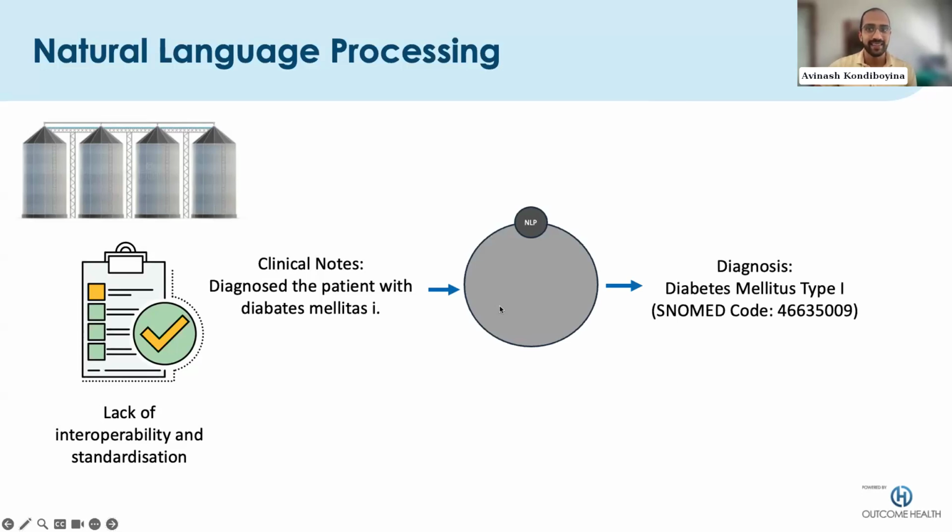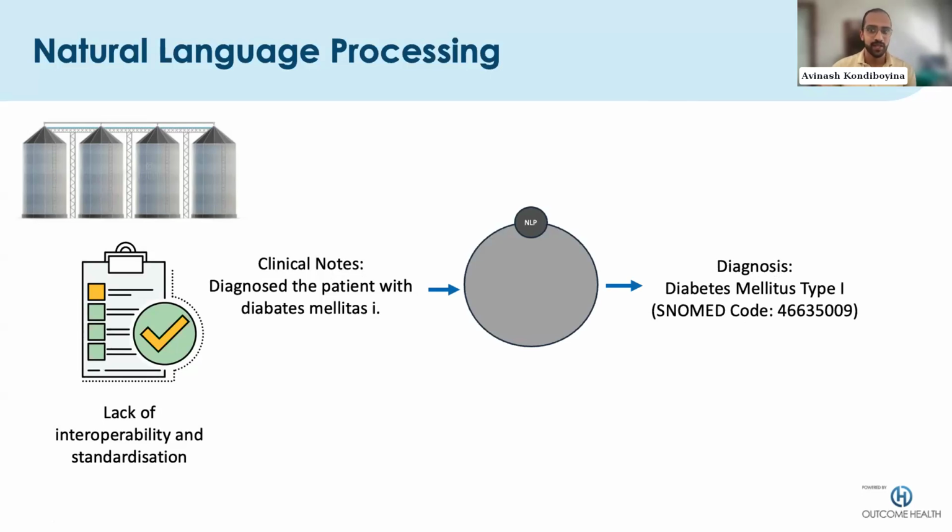These models can take in this unstructured data, clinical notes, and discern that this note is talking about a diagnosis, and so it will place the data in the diagnosis column. Furthermore, it can determine that it's a diagnosis of diabetes type 1 and determine the corresponding SNOMED code. This structured data is now much more usable and can be used by more researchers.